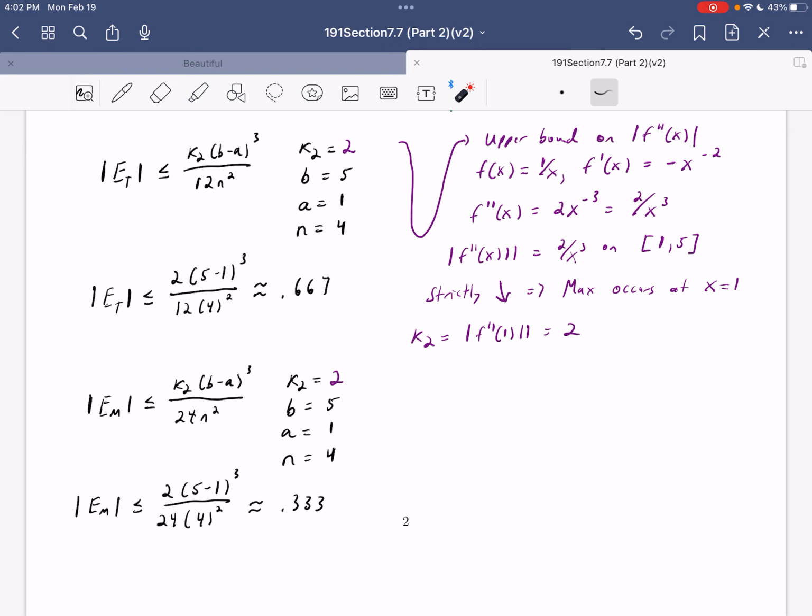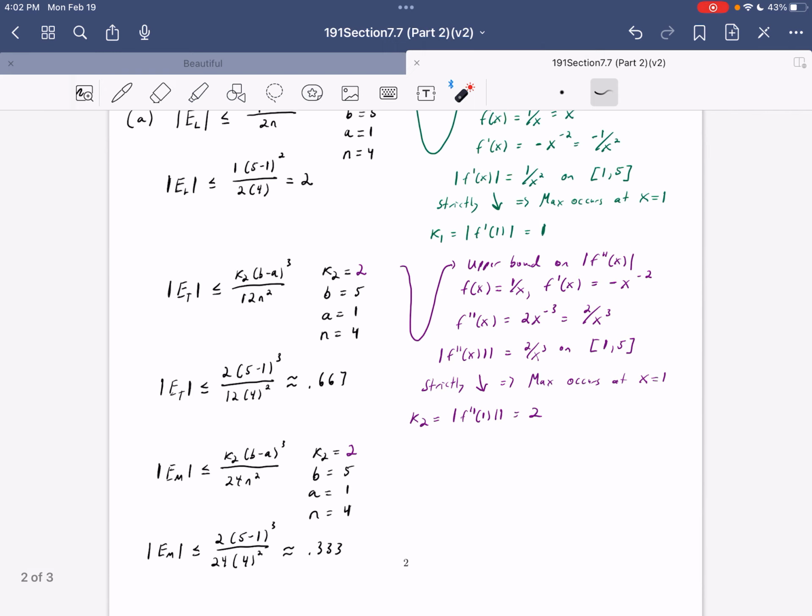So in summary, if we zoom out a little bit, we basically know that the worst case scenario for 4 partitions with the left endpoint rule is an error of 2. Worst case scenario for the trapezoidal rule with 4 partitions is an error of 0.667. And worst case scenario for the midpoint rule with 4 partitions is 0.333.